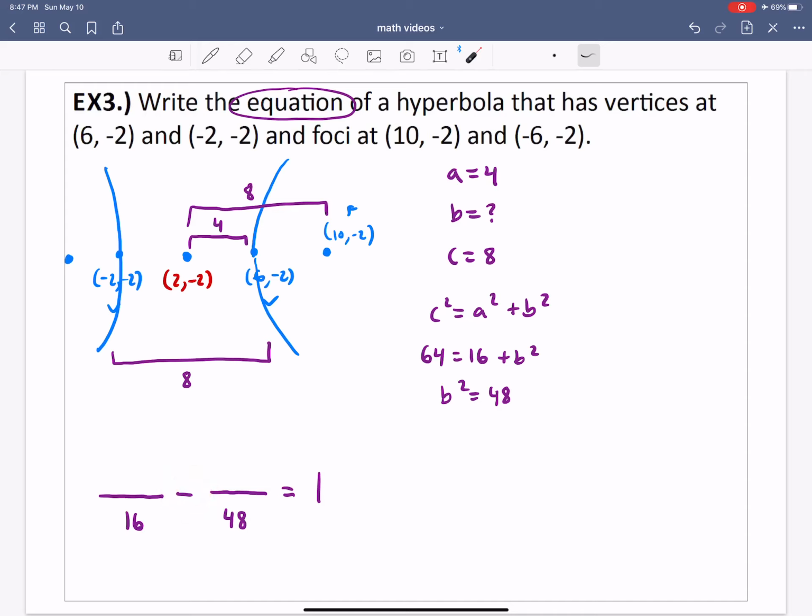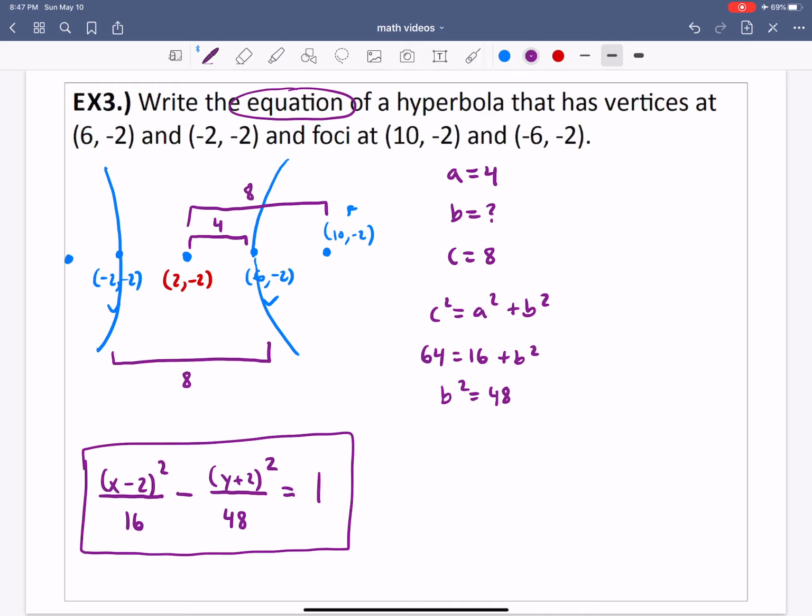We've got to figure out which variable goes in our numerator, x minus h or y minus k, for the first one. So here's where you've got to remember the orientations. This hyperbola is a horizontal hyperbola, which means the x value has to come first. So it's going to be x minus h, which in this case is x minus 2 squared, and then y minus k squared. So here you are: x minus 2 squared over 16 minus y plus 2 squared over 48 equals 1 is the equation of that hyperbola.